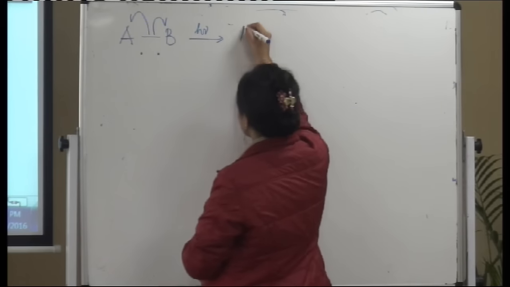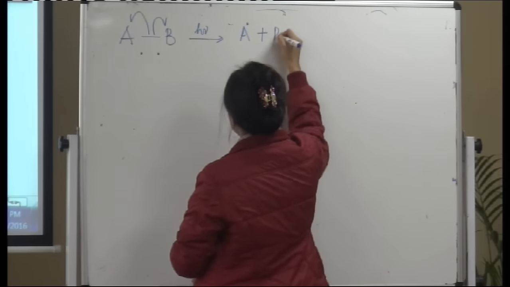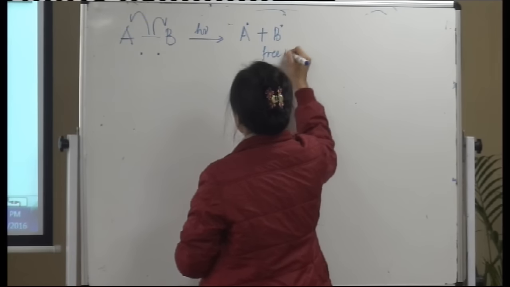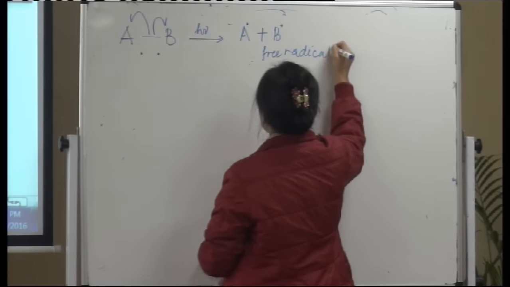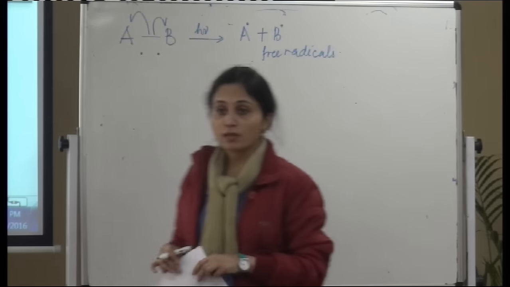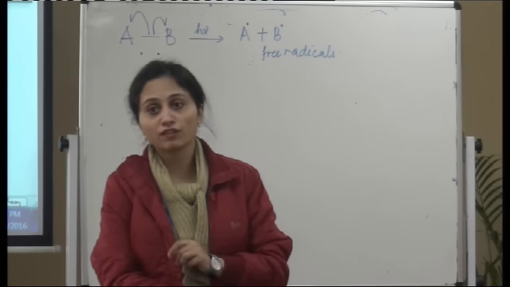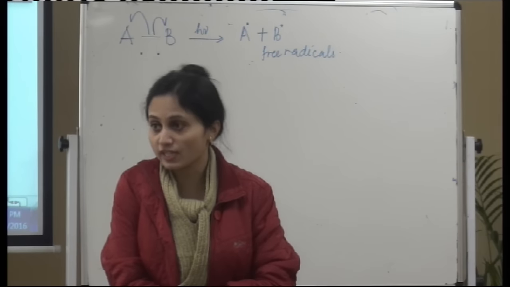So you have A plus B, and these are termed as your free radicals. Remember that whenever you talk about the homolytic fission, they are generally occurring in the presence of sunlight only.